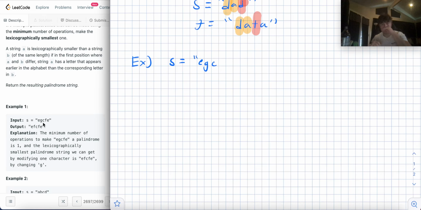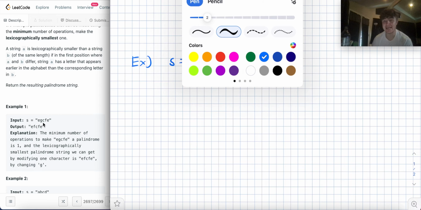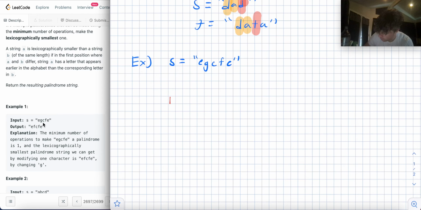Now, in order to do this problem, we're going to have to convert this string into a palindrome, right? So in order to convert this string into a palindrome with the minimum number of operations, well, in order for something to be a palindrome, what does that mean about the letters in relationship to each other? Well, why is racecar a palindrome? Well, because it's like a mirrored image of itself, right?